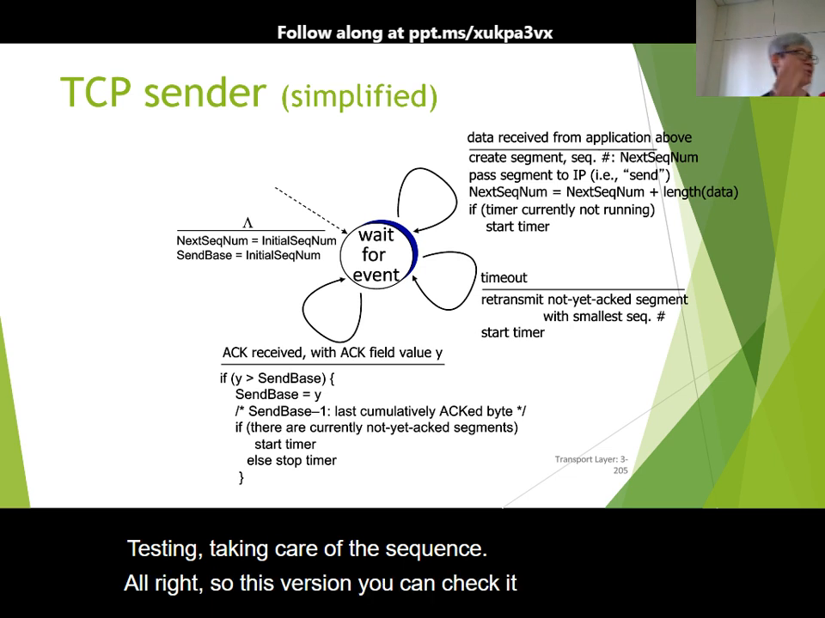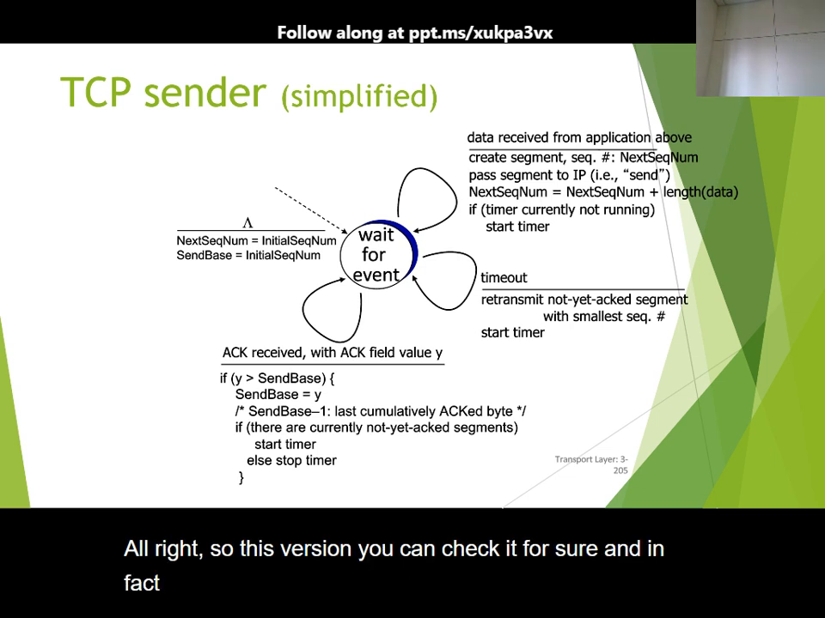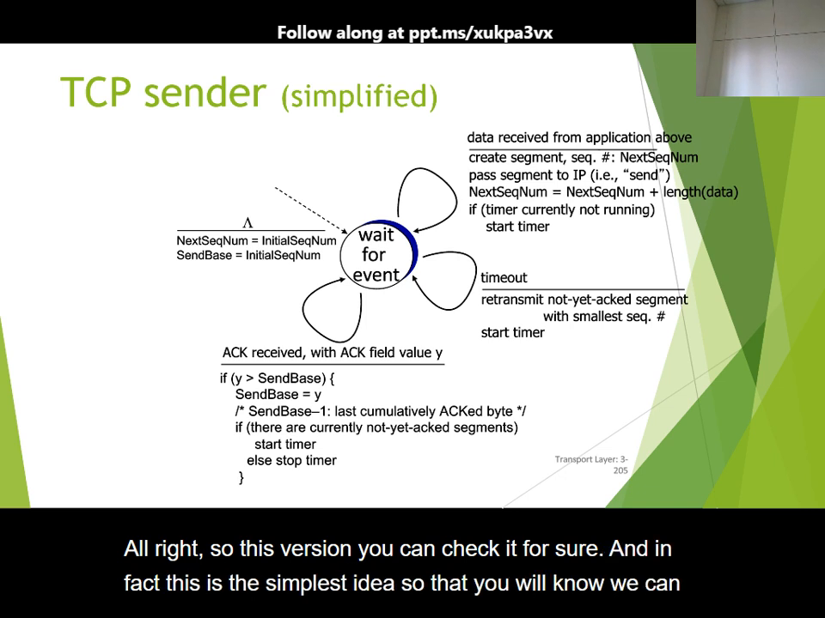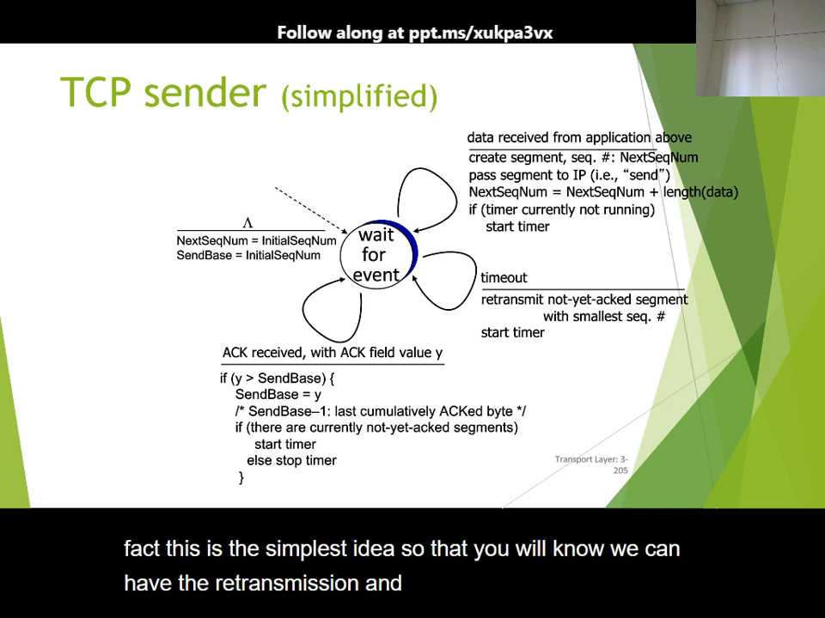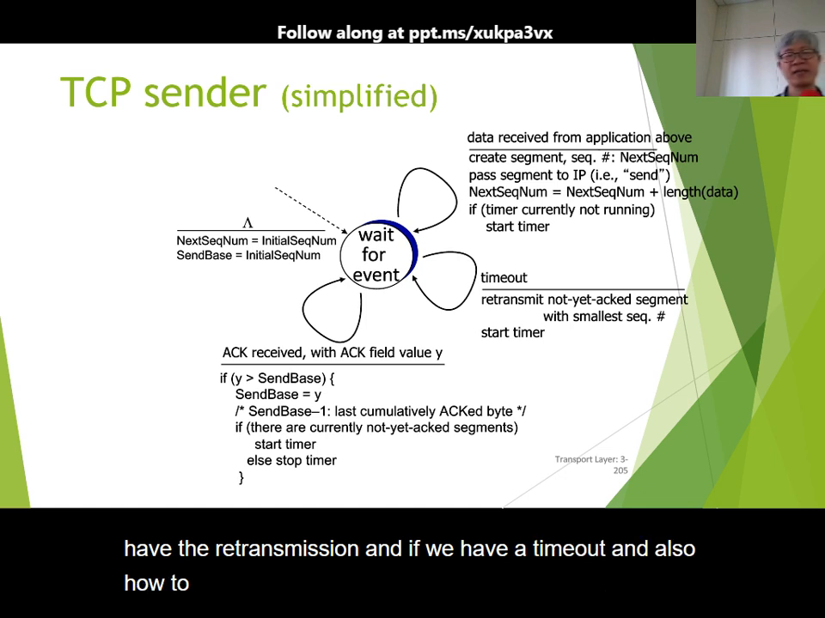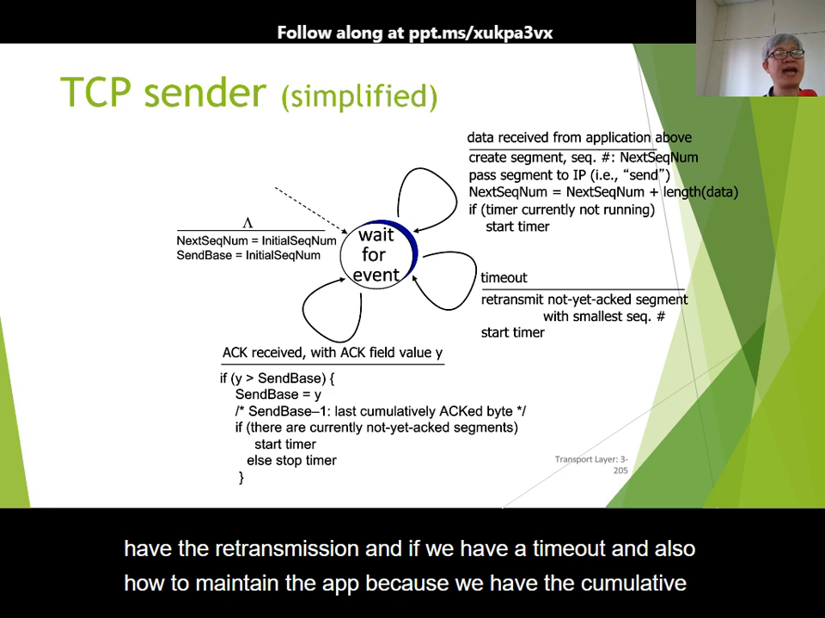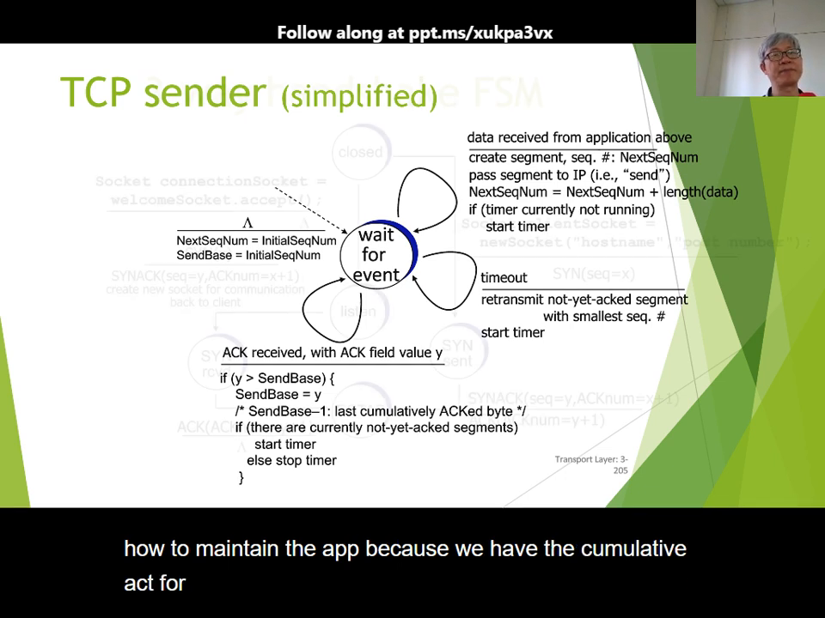In fact, this is the simplest idea, and so you will know we can have retransmission if we have a timeout, and also how to maintain the ACK, because we have the cumulative ACK for TCP, like Go-Back-N.